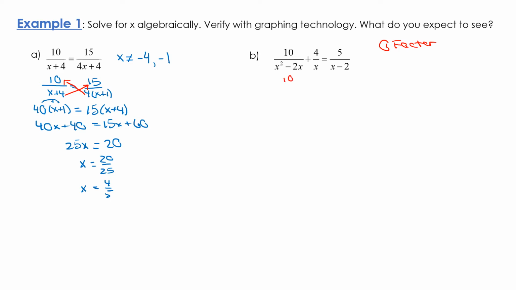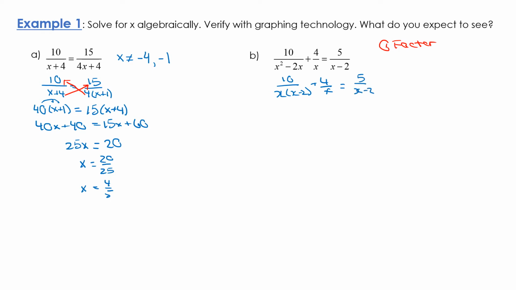Our first denominator factors into x times x minus 2. And does anything else factor? Take a look. No. So that's all done. There's our first step, is to factor.